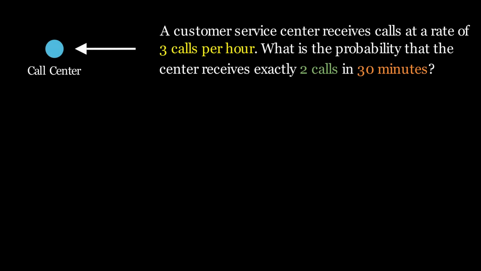A customer service center receives phone calls at an average rate of 3 calls per hour. What is the probability that the center receives exactly 2 calls in a 30-minute period? Let's start by writing out the equation for the probability of k arrivals occurring in tau time for an arrival rate lambda. From the question statement, we know that the arrival rate is 3 per hour. The time horizon defined by the question is 30 minutes.